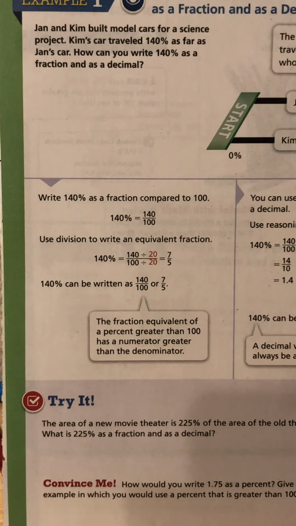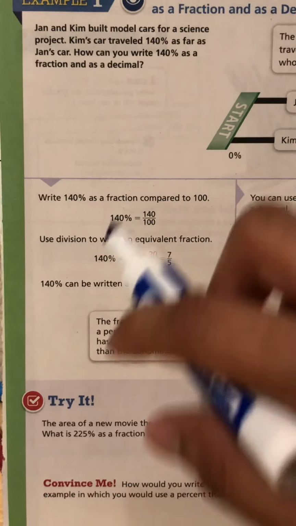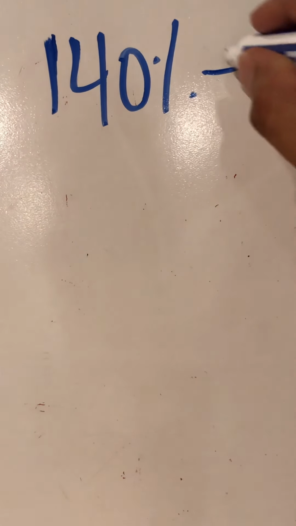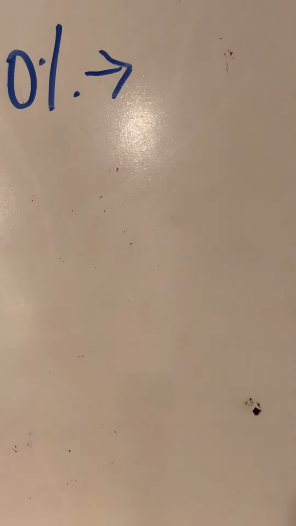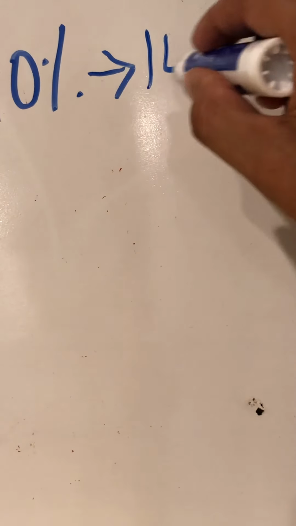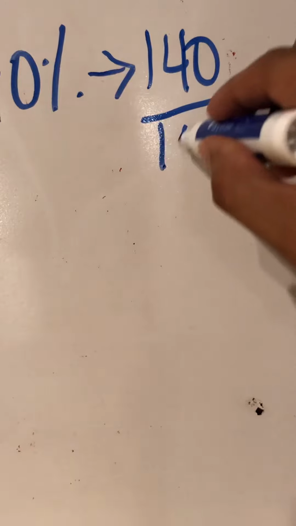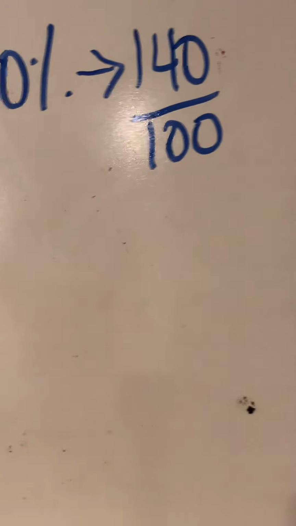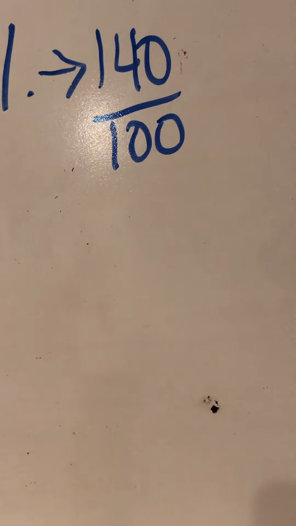Okay, so obviously you can see and read that and follow it yourself, but I'm going to go ahead and explain it here. So, 140%. Remember that percent means out of 100. So that means I have to put 140 over 100, right?